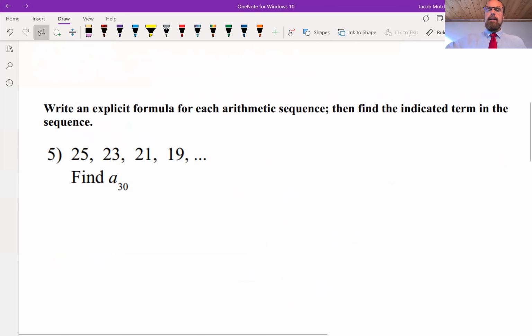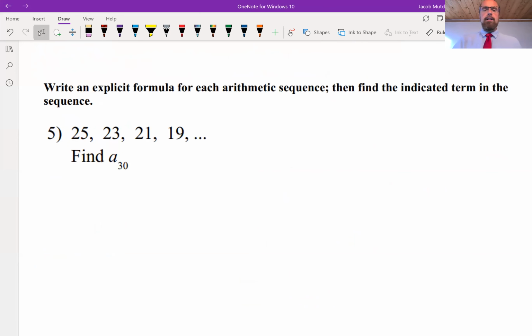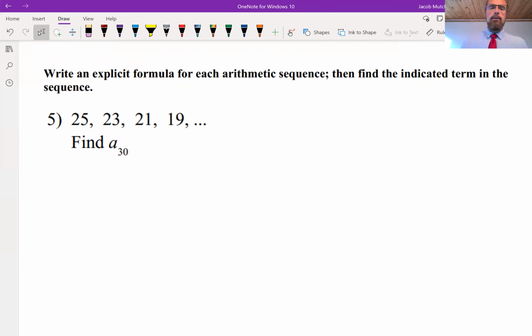So notice my task is the same. I do want to, again, write an explicit formula, and then I want to find, in this case, the 30th term in the sequence, a sub 30. So I'll just start again by finding, first of all, my first term, a sub 1 for this sequence, is going to be 25. And then I want to find also the common difference.